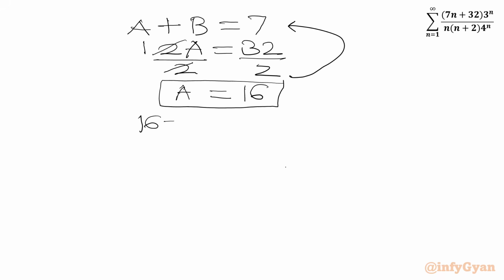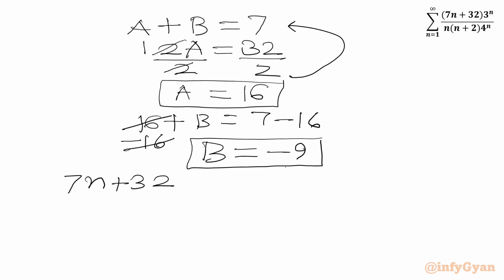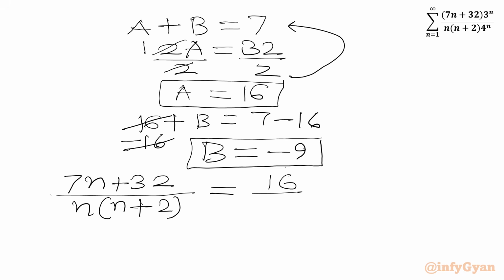So we can write 16 + b = 7. By subtracting 16 from both the sides, we will have b = 7 - 16, which is -9. Now we have a and b, 16 and -9. So (7n + 32) over n times (n + 2) will be equal to a over n, that means 16 over n, plus b over (n + 2). b is -9, so minus 9 over (n + 2).